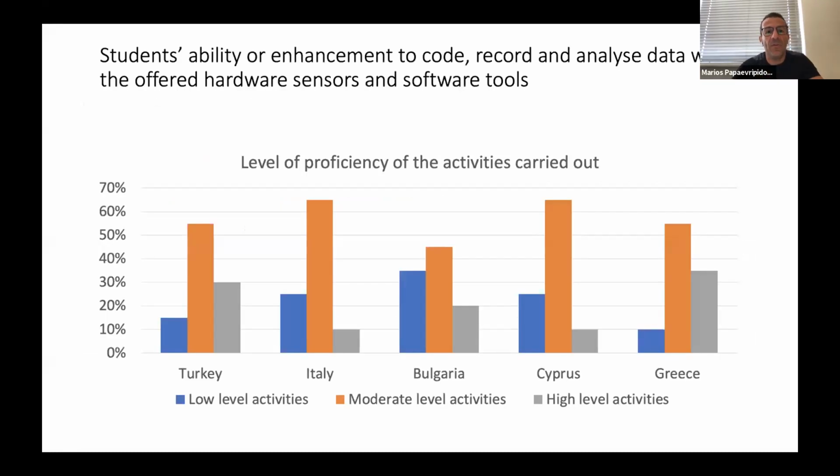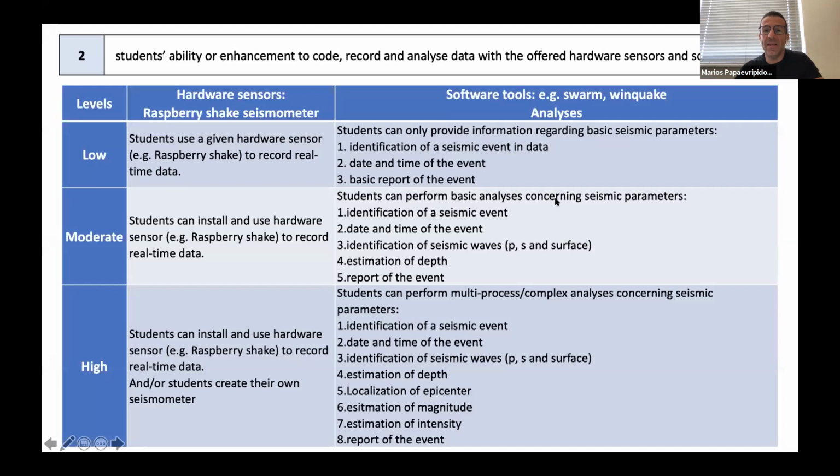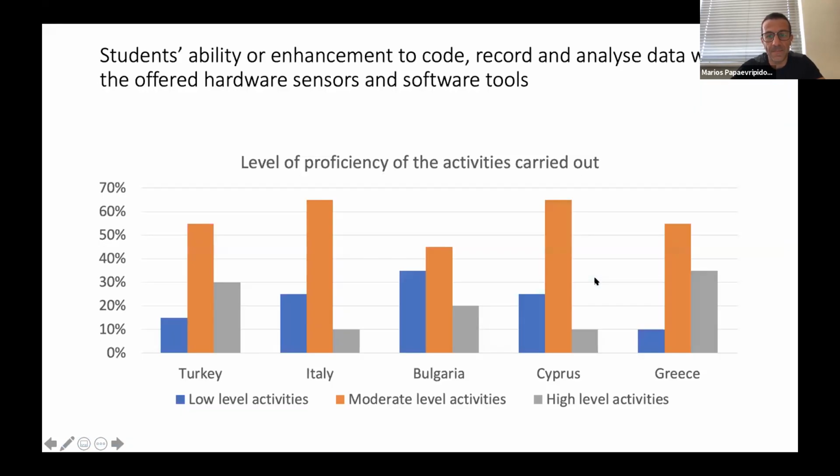So in terms of students' ability to code, record, and analyze data with the offered hardware, sensors, and software tools, of course, all these you will have the chance to look at during the next sessions. Here we see that the level of proficiency of the activities carried out in each of these was moderate for all countries, and moderate means that students could perform basic analysis concerning seismic parameters, and here are the aspects of what they could do. Of course, there were some that reported too high, as you can see here, but they were not so many.